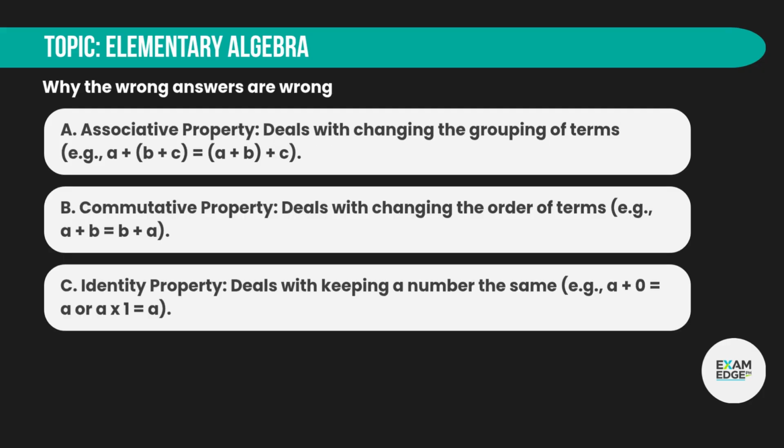Why the wrong answers are wrong? A. Associative property deals with changing the grouping of terms, e.g., (a + b) + c equals a + (b + c). B. Commutative property deals with changing the order of terms, e.g., a plus b equals b plus a. C. Identity property deals with keeping a number the same, e.g., a plus 0 equals a, or a times 1 equals a.